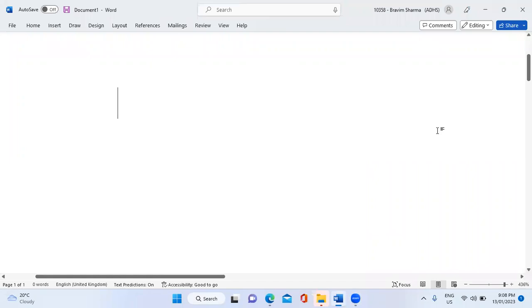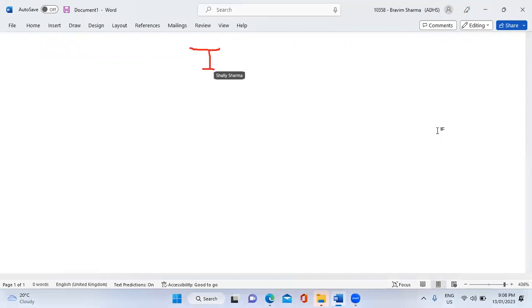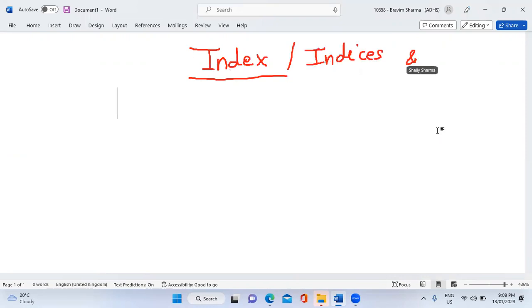Hello everyone. In today's lesson, we are going to discuss a new topic whose name is index, or you can say indices, and the laws of indices. Laws of indices. First of all, I will give you a brief description about some of the expressions, some of the terms which are very important to understand the whole concept.